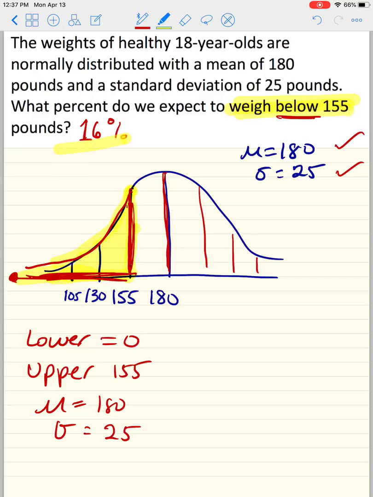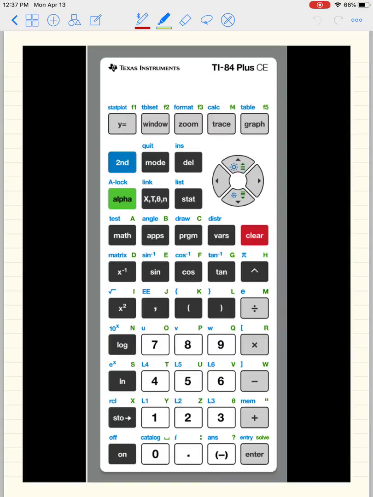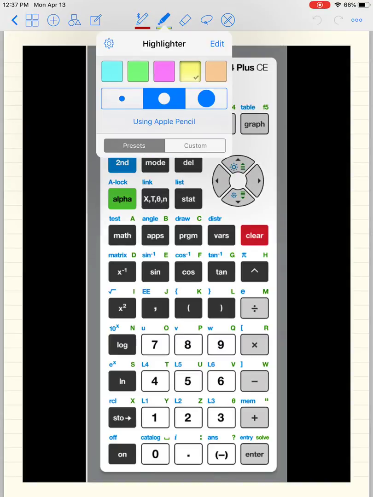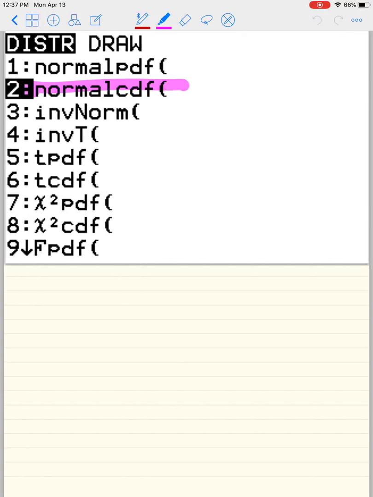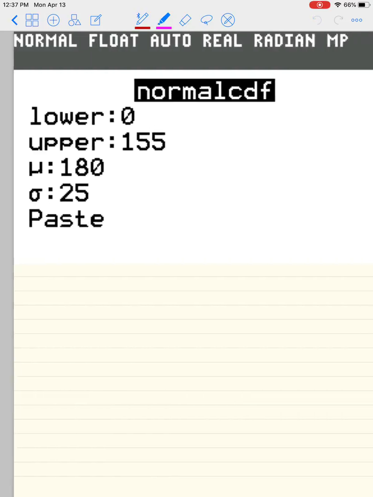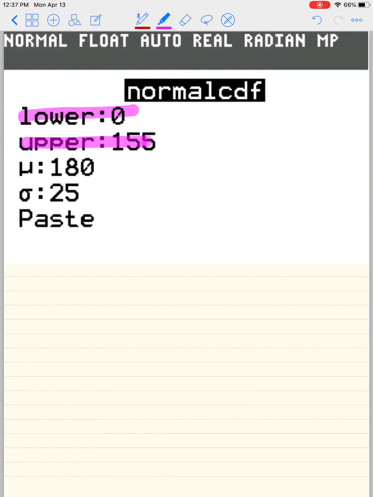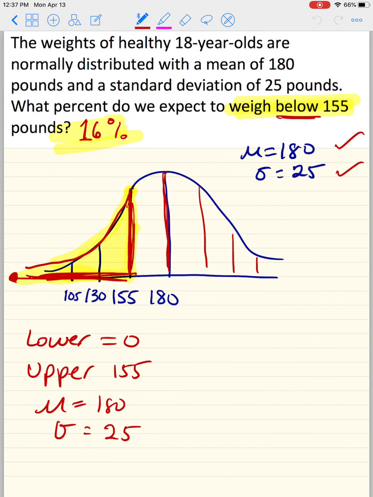I left the answer from the last time we did this to be 16%. So you go here, once again, you pick second, then we go to vars for the distribution. We go to number 2, normal CDF. We put in lower to be 0, upper to be 155, 180, and 25. Just one last time I'll say this: you could pick any number as long as it's far away from the mean. You could pick 80, 70, 60. You'll get the same exact answer.